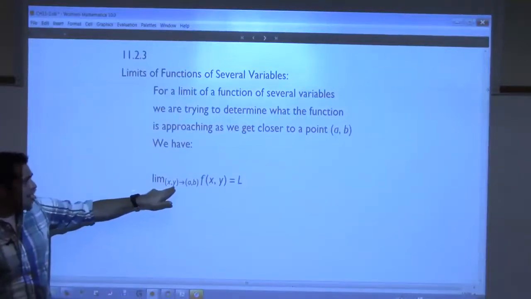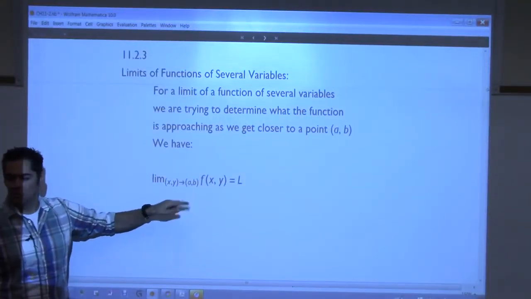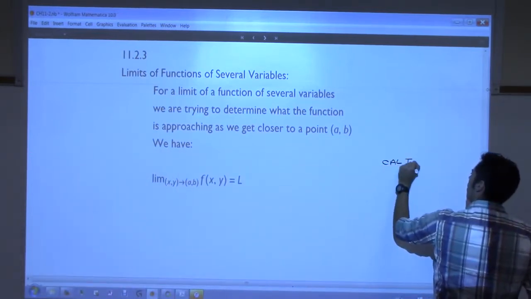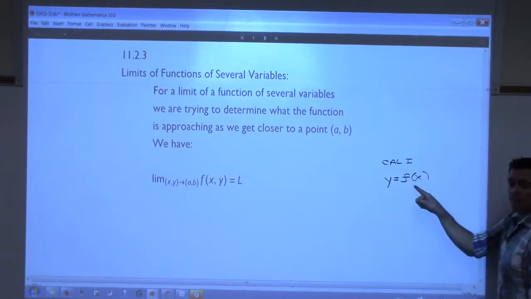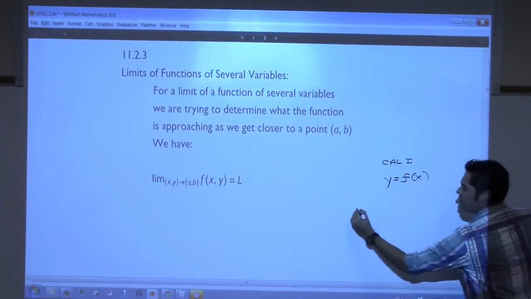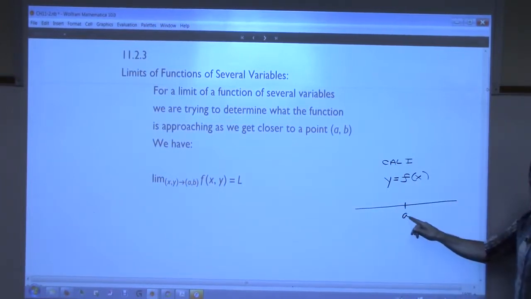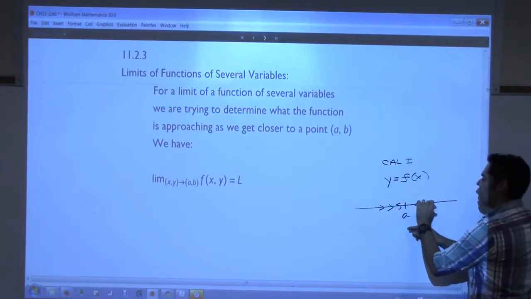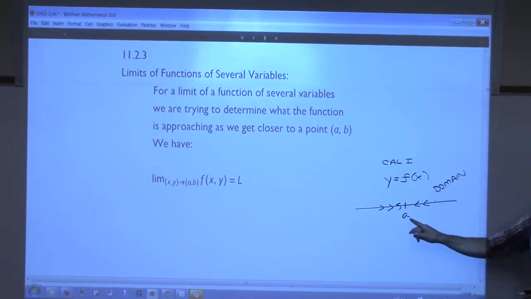You want that ordered pair to be approaching another ordered pair. Try and illustrate it. Cal 1, you have y as a function of x. The domain in Cal 1 was one-dimensional, wasn't it? And so if I draw you this, and I say, hey, everyone, get closer to A, then you would come in from this side or this side, right? This is the domain. Yeah?